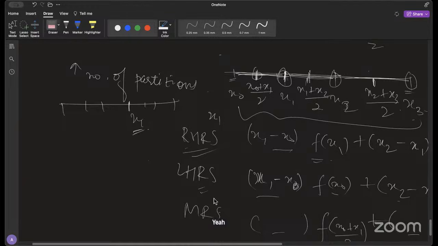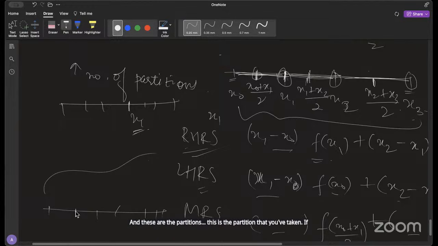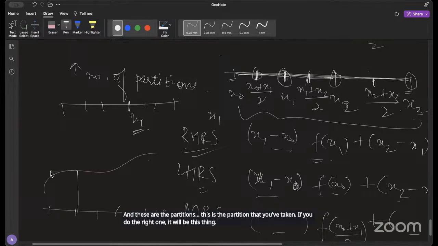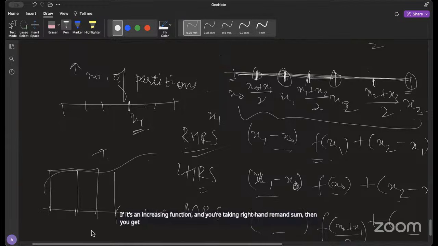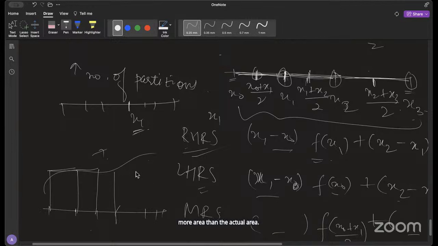So it depends on the kind of function you have. If you have this curve, and this is the partition that you've taken, and you do the right one, it will be this area. It will give you more area because this is increasing, right? If it's an increasing function and you're taking the right hand Riemann sum, then you're going to get more area than the actual area. Your actual area is under this curve, but the area that you'll get is this.